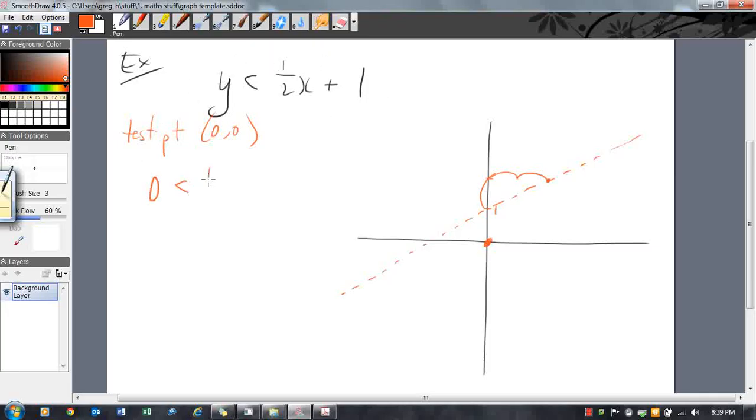0 is less than half times 0 plus 1. 0 is less than half times 0 is 0, less than 1. True or false? Yeah, I tried really hard that time to get one that would be false.